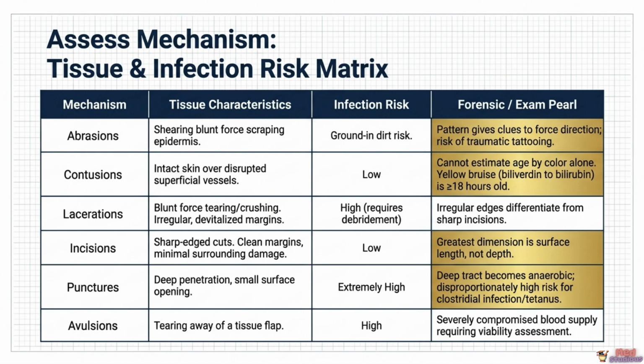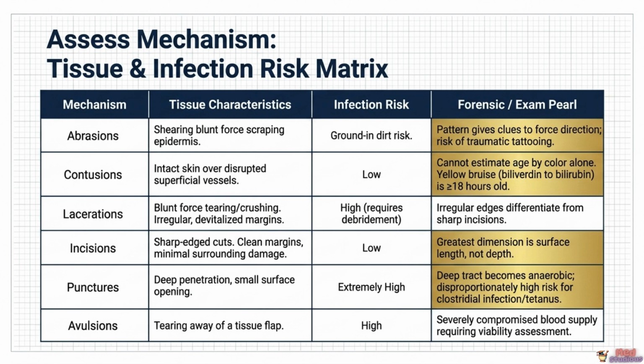Contusions are closed injuries, where blunt force disrupts superficial vessels with the skin remaining intact. Infection risk is low. A critical exam pearl: you cannot reliably estimate the age of a bruise by color alone. However, a yellow bruise, caused by biliverdin converting to bilirubin, is a reliable indicator that the injury is at minimum 18 hours old, and this is specifically tested on examinations.